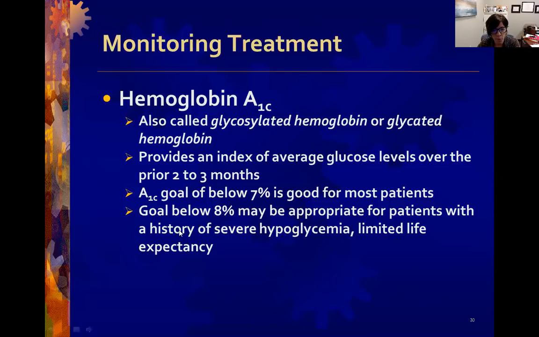8 may be appropriate for patients with a history of severe hypoglycemia or limited life expectancy. So remember, the elderly, we don't want their A1Cs to be too low, because they could have symptoms of hypoglycemia, get dizzy, fall down the steps, break a hip, and then the morbidity rate is increased. So again, A1C is what we use for monitoring patients that have diabetes, and to make sure our drug therapy is appropriate.